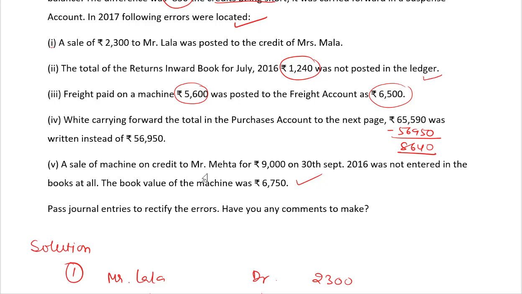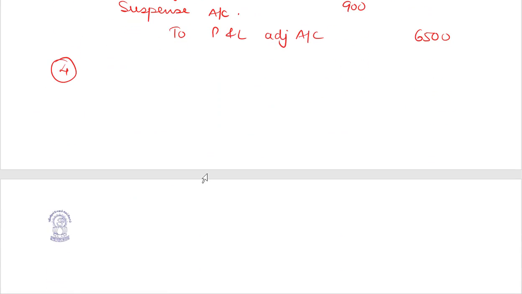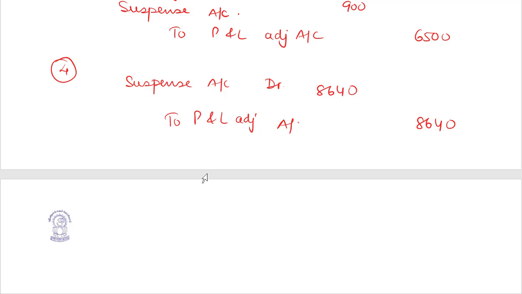So it is to be rectified as we need to debit suspense account. What is the amount? The amount is 8,640. And we need to credit what? P&L adjustment. So profit and loss adjustment account needs to be credited.